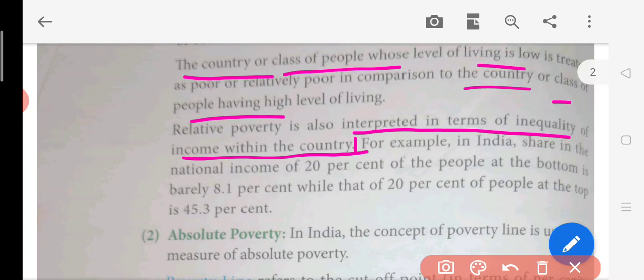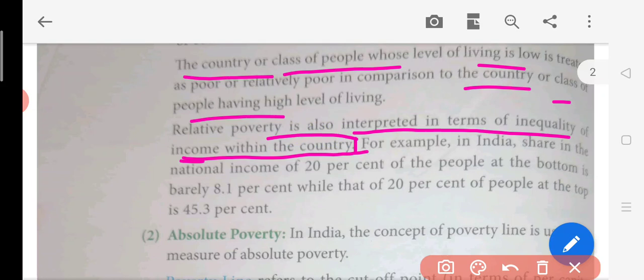So this is called relative poverty, wherein we are comparing people according to the country, according to these classes. Even within the country, if you talk about India, there are many different kinds of poor who are living. Maybe some people are able to get food, but they do not have proper shelter, a home. So there are different conditions.